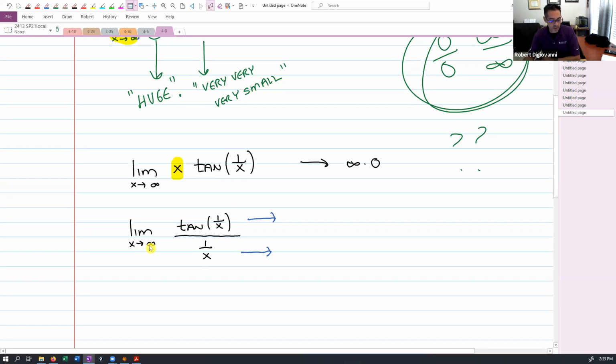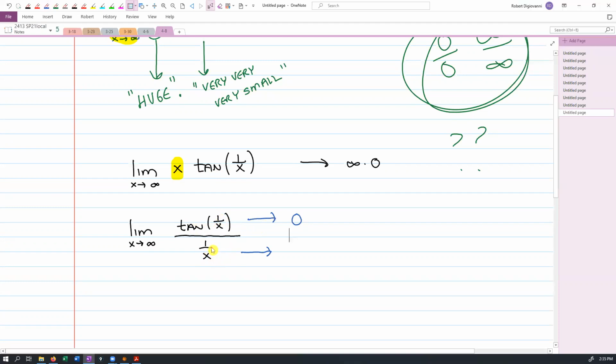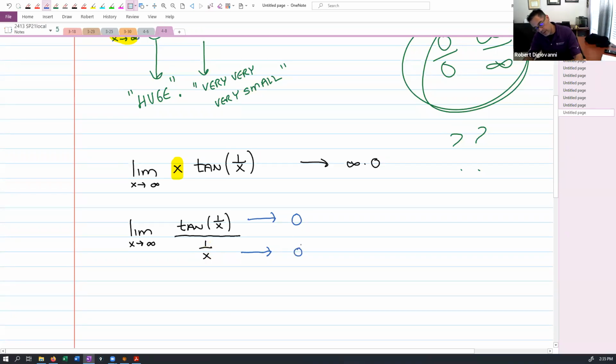As x goes to infinity, we already know that this goes to 0 and tangent of 0 heads to 0. But where does this denominator go now? 0. Fixed over infinity goes to 0. And now we have infinity over infinity like we were hoping for, so that we could use L'Hopital's rule.